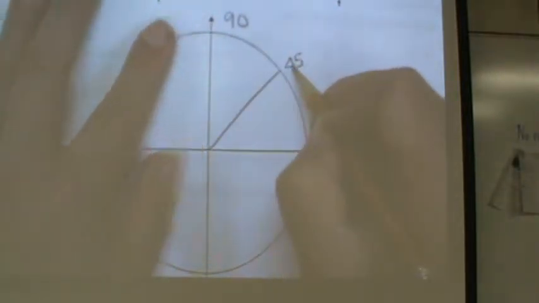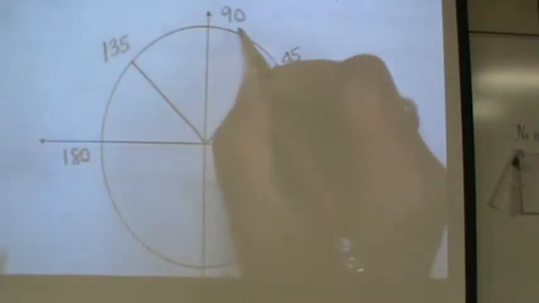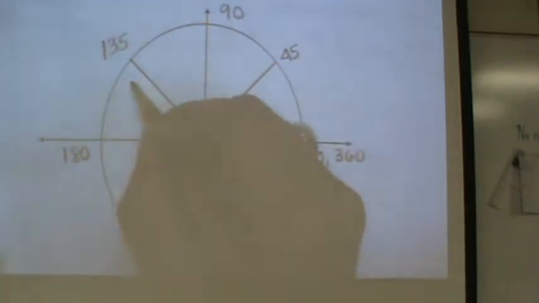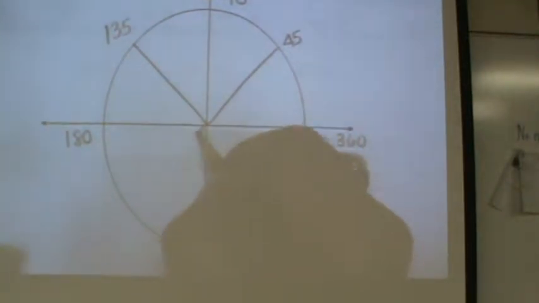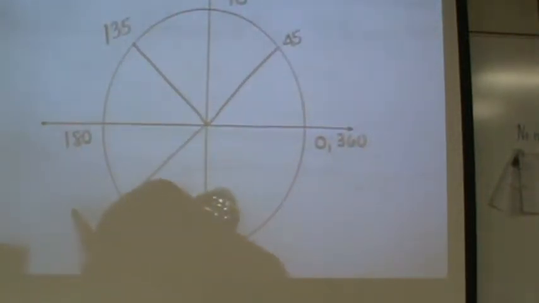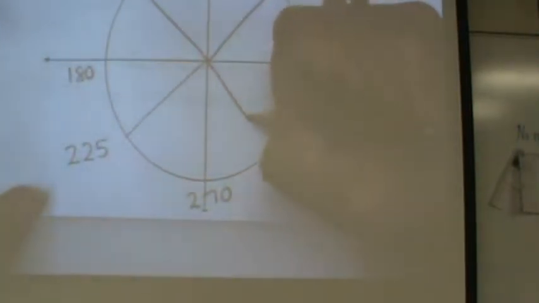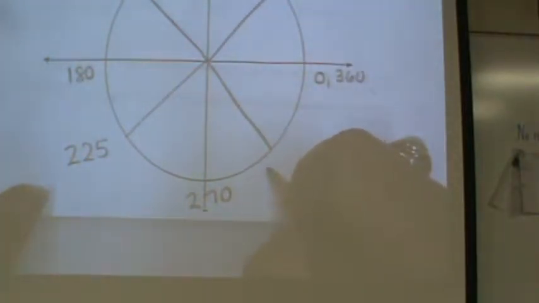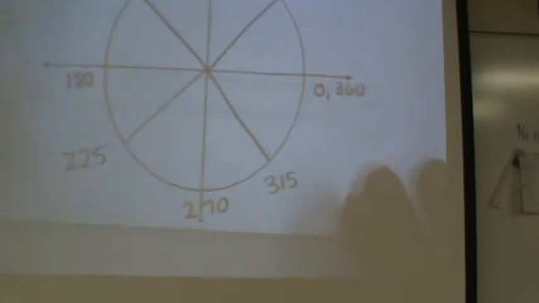So from here to here, it's 45, add 45. 135. Tell me what these are. 135, and all you're doing is adding 45 to 90. Add 45 to 135, you get 180. Add 45 to 180, what do you get? 225. Add 45 to 225, you get 270. Add 45 to 270, what do you get? 315. And add 45, you get 360, right?